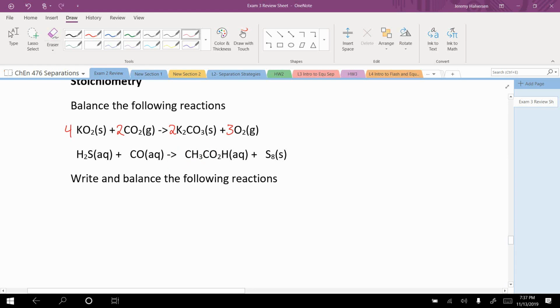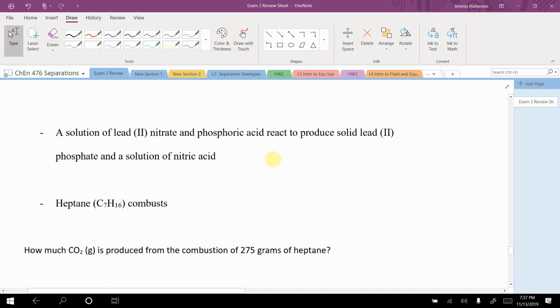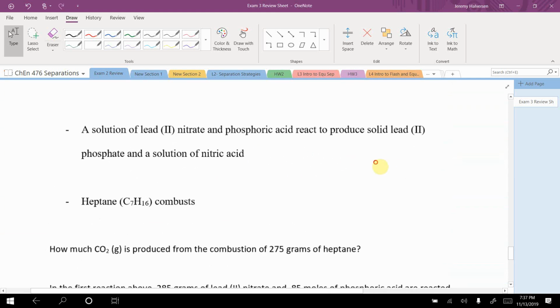Okay. Just kidding. All right, S8. So I know I have a lot of S's, so I'm going to put an 8 there because I'm probably going to have 8 of those. And that gives me 16 hydrogens, and here I've got 4, so I need a 4 there, which gives me 8 carbons, so I need an 8 there, and then my oxygens are balanced. Okay, that one's done. You guys follow? Okay. Write and balance the following reactions. You guys remember polyatomic ions? Well, you're going to have to.